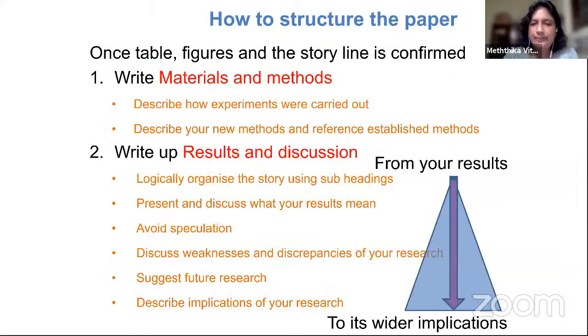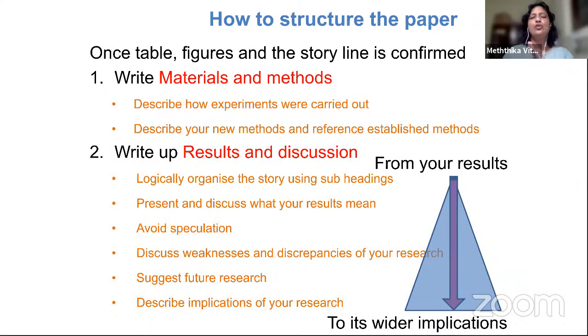As I told you about the structure of the paper, once tables and figures are done, the storyline is confirmed. When you have the story, you can write the materials and methods. How do you write the materials and methods? You have to describe how the experiments were carried out. When you write a paper and when you write a thesis, the materials and methodology is different. In a thesis, you write almost all the details.